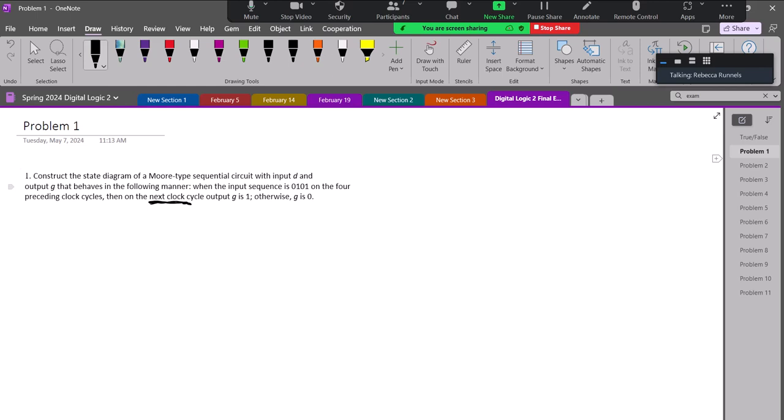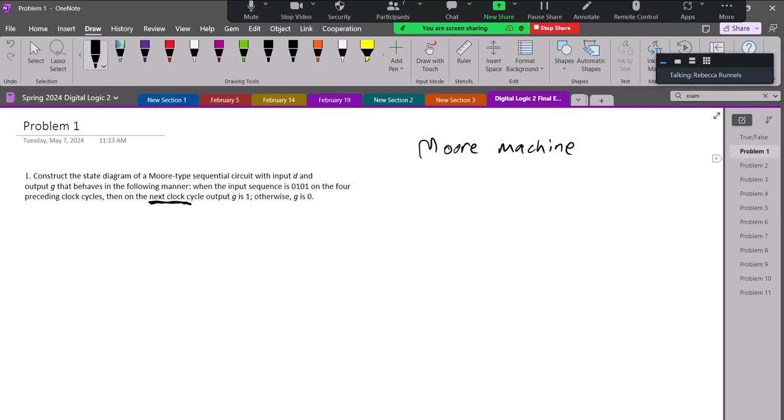So next clock cycle gives us the clue that this is a Moore machine. If it's on the same clock cycle that you received the previous input, that would be a Mealy machine. I could see that being a kind of question that he would ask, like as a true-false sort of thing. So you want to look out for that.